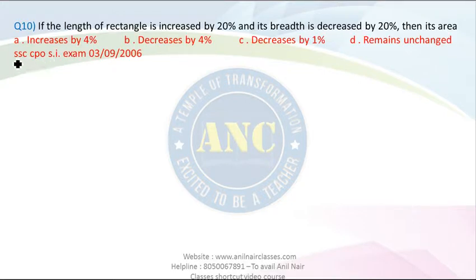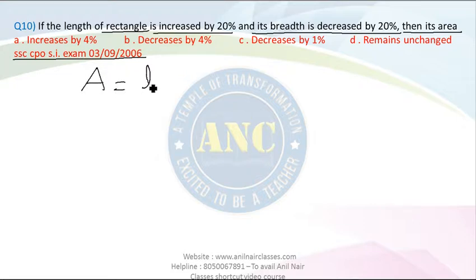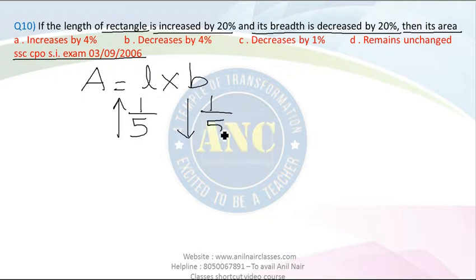Question number 10. SSC CPO SI examination in the year 2006. Question is, if the length of rectangle is increased by 20% and its breadth is decreased by 20%, then its area increases by 4%, decreases by 4%, decreases by 1%. Fourth option is remains unchanged. Now, one of the ways of solving is by successive percentage. Another way of solving: area of rectangle is length into breadth. Length increases by 20%, 1 by 5. Breadth decreases by 20%, 1 by 5.